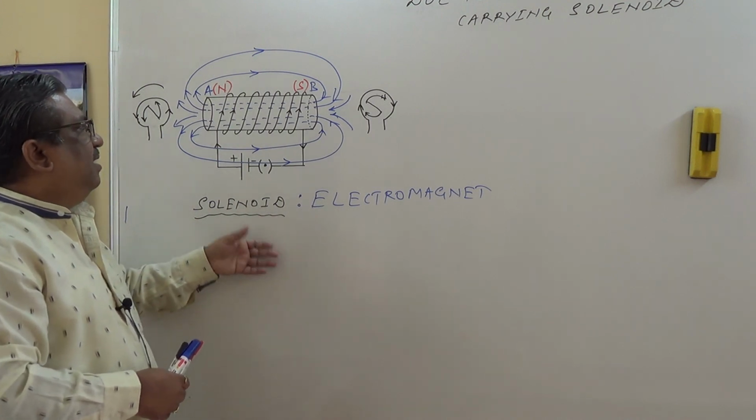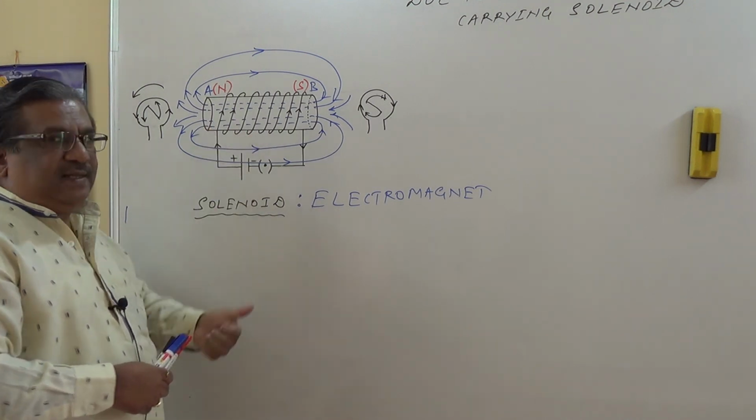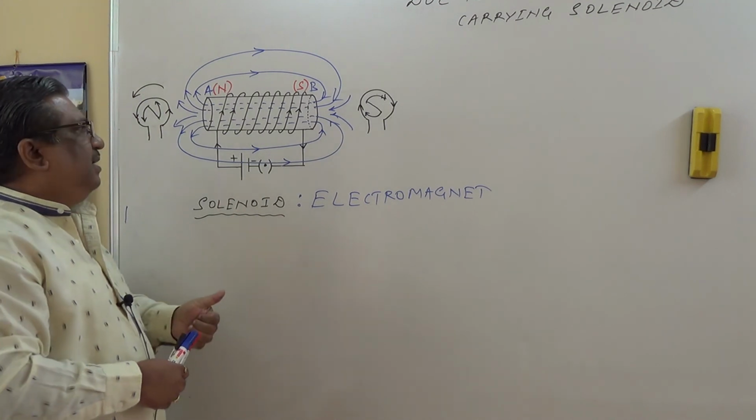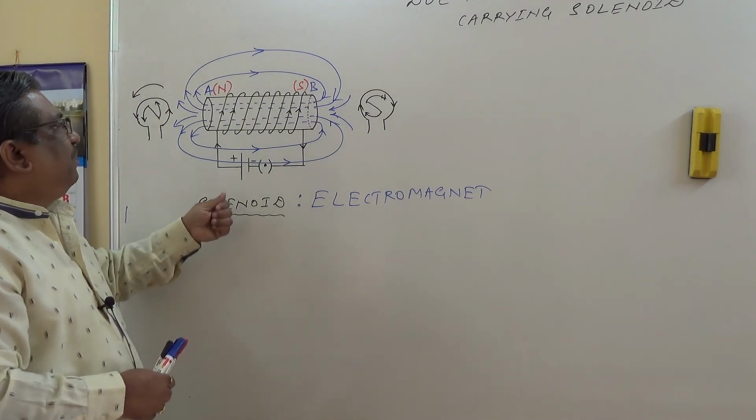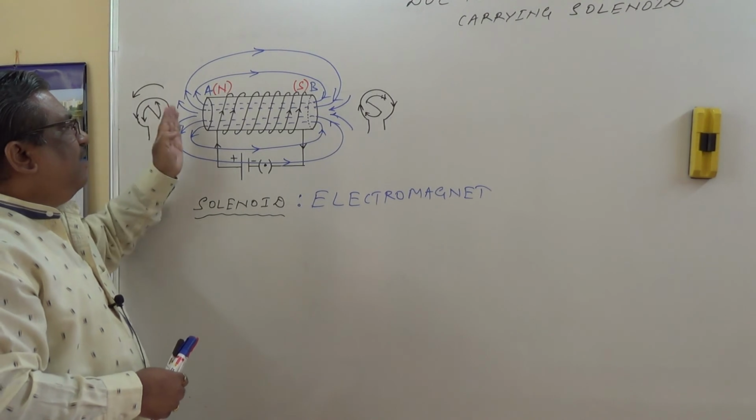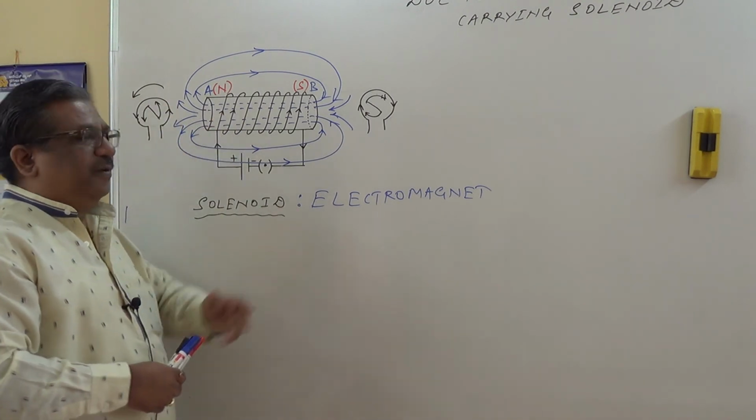So there are three ways by which we can increase the magnetic strength of the solenoid. Those three ways are: increase the number of turns per unit length, increase the magnitude of the current, or insert a soft iron core inside the solenoid.